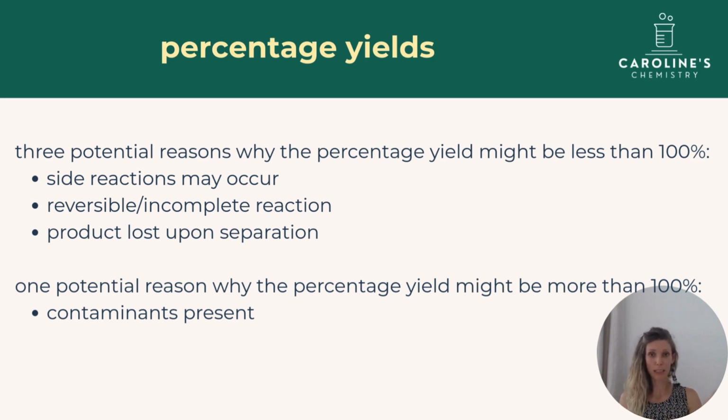So rather than A plus B going to make the products C and D, maybe B is reacting with D, etc., to make E. So side reactions can occur, not always the one that you are wanting. You might have a reversible reaction, or the reaction is incomplete.